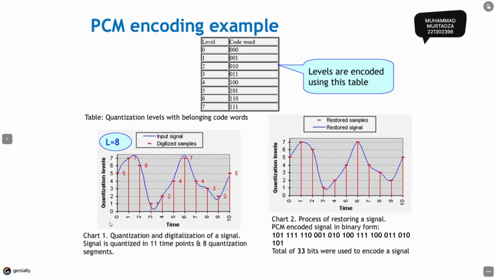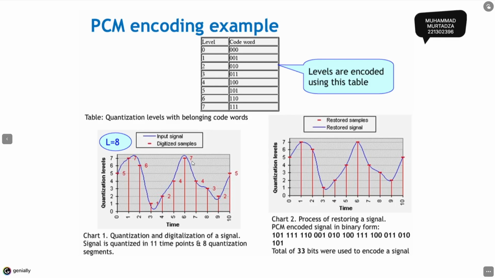So here we can see chart 1. Chart 1 is the quantization and digitalization of a signal. Signal is quantized in 11 time points and 8 quantization segments. So 8 quantization segments is equal to 8 quantization levels. As you can see here, 0 until 7. That means there are 8 quantization segments: 1, 2, 3, 4, 5, 6, 7, 8. And 11 time points means 11 sampled values for these discrete signals: 5, 7, 6, 1, 2, 4, 7, 4, 3, 2, 5.